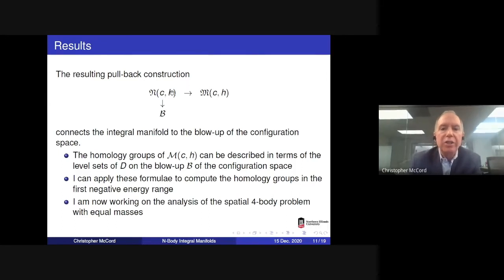If you work, you can relate the structure of M, the manifold you're interested in, to this new pullback space N, which you can then in turn relate to B, because it's a nice singular sphere bundle over this set B. So I can relate the structure of the integral manifold to the structure of the blow-up space. I can use that then to write down a closed form formula for the homology of the integral manifold. Not quite in terms of this set B, but in terms of the set B and its related spaces. And I've been able to do that in a couple explicit settings that I'll show you. And in principle, I now have all the tools I need to study the four-body problem for equal masses.